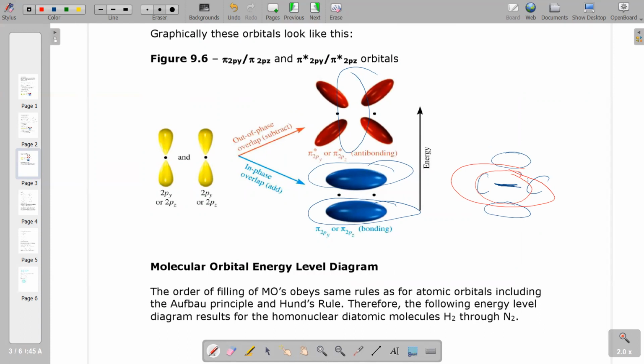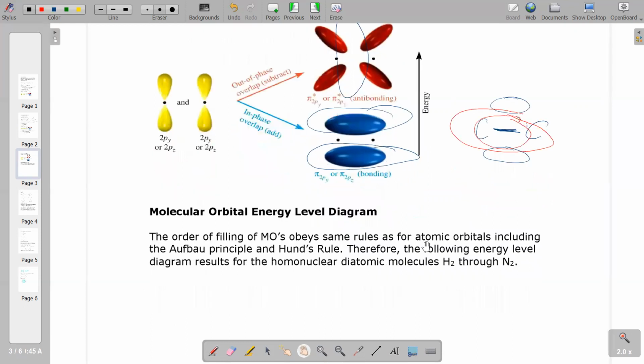And so the order of filling of this follows the same rules as atomic orbitals. In the Aufbau principle, you're going to fill the lower energy first. And you've got one diagram for hydrogen through nitrogen, and then another diagram for oxygen, fluorine, and neon.